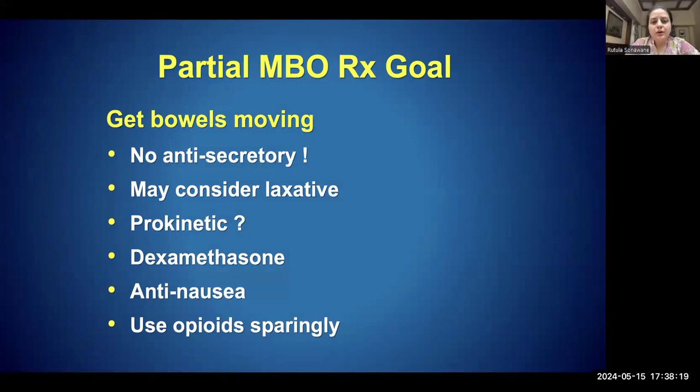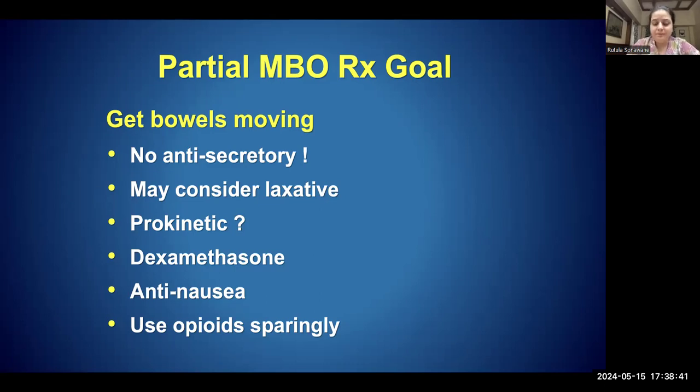So here you won't need much of anti-secretories because it's already passing a little bit. So anti-secretories would not be necessary here. Laxatives, on the other hand, would help a lot. Prokinetics plus minus. If there is a lot of colic, then giving a prokinetic would further aggravate the colicky pain. So a prokinetic can or cannot be given.